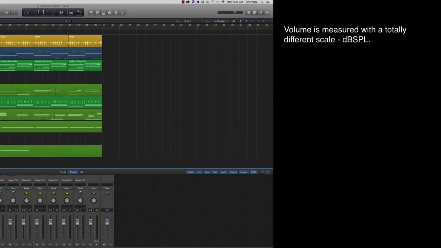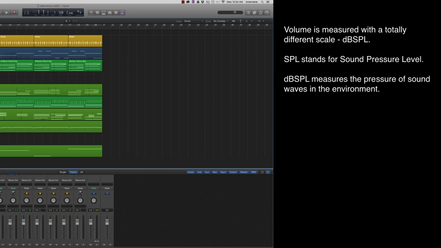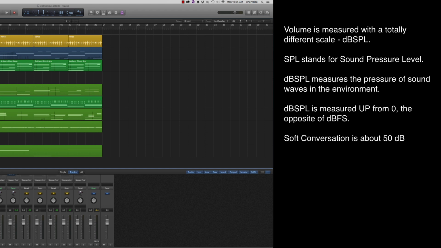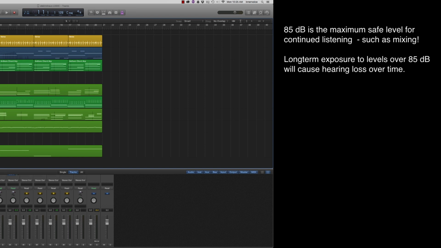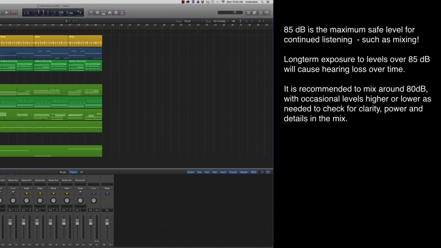Now, to make it even more confusing, we actually also have dBSPL. And that's what we talk about when we talk about volume. SPL stands for sound pressure level. With sound pressure level, we're actually measuring the movement of sound waves through the atmosphere. This is what we measure, say, if we're at a concert and we're the sound engineer, we have to make sure that we hit a certain threshold for noise regulations. A totally different scale, a totally different way of looking at audio.